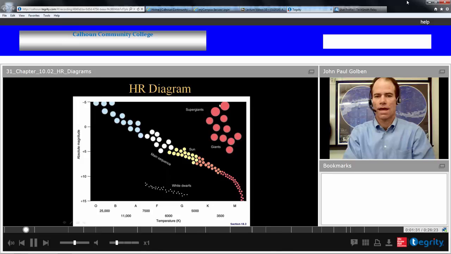So here's a look at an HR diagram. Absolute magnitude and luminosity on this vertical axis over here, going to a higher magnitude or a more negative, so greater luminosity, brightness, as we go up on this axis. And highest temperature over here on the left, going down in temperature as we go to the right. And also designated by spectral class here.